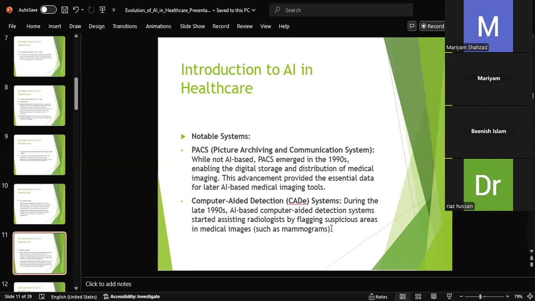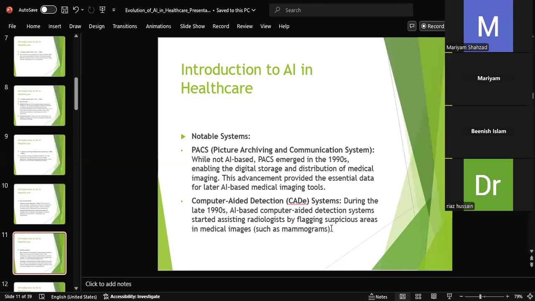Then the integration between the healthcare systems, between the EHRs, radiology information systems, and different systems, actually made this whole thing comprehensive, and patient data management became a very easy task at that time.